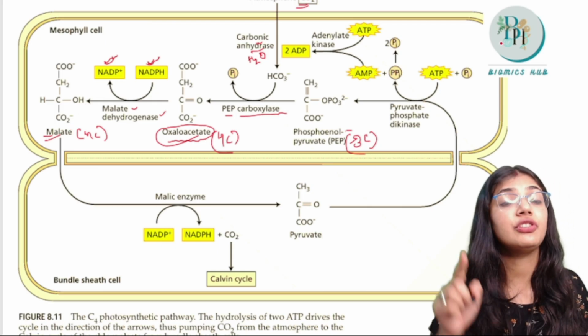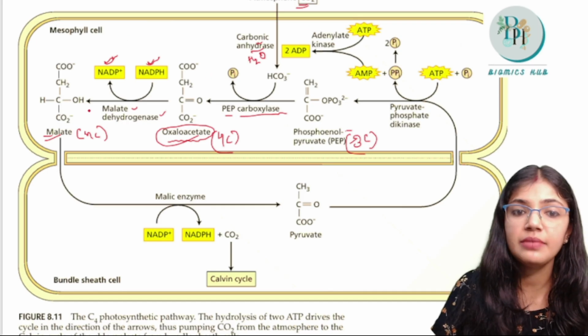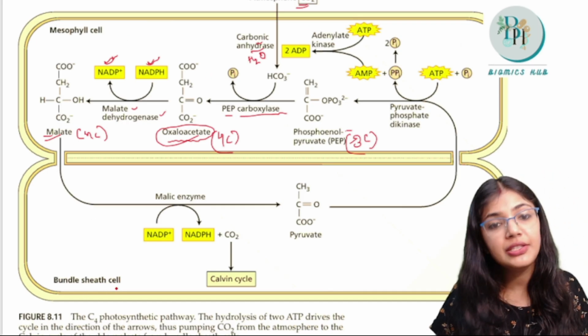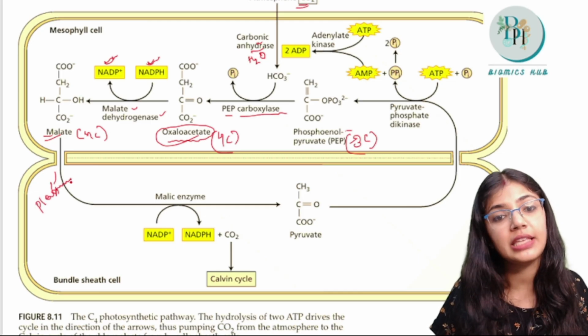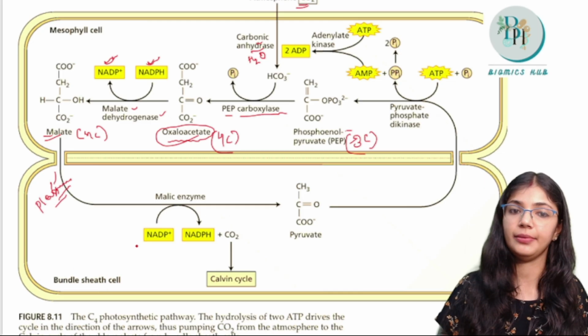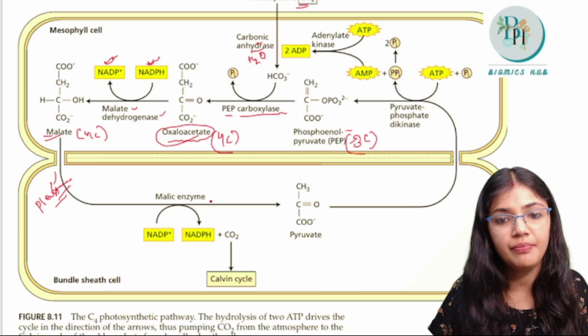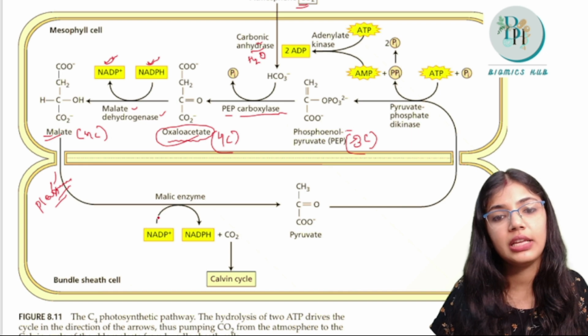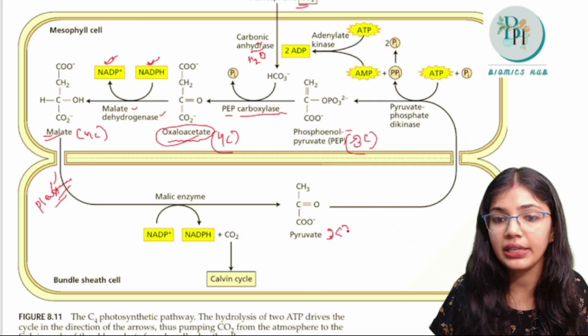This is a process which is taking place in the mesophyll cell. After this, malate is being transferred into the bundle sheath cell with the help of plasmodesmata. Now, in presence of malic enzyme, this is being converted into pyruvate. This pyruvate is a 3 carbon containing compound.